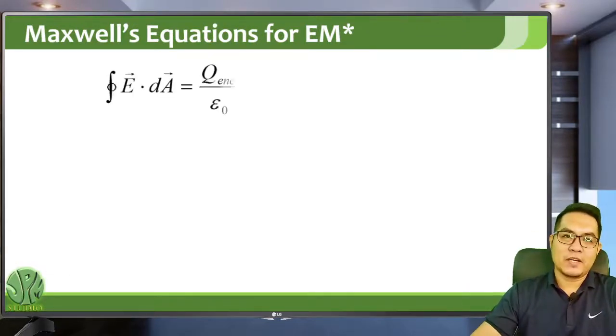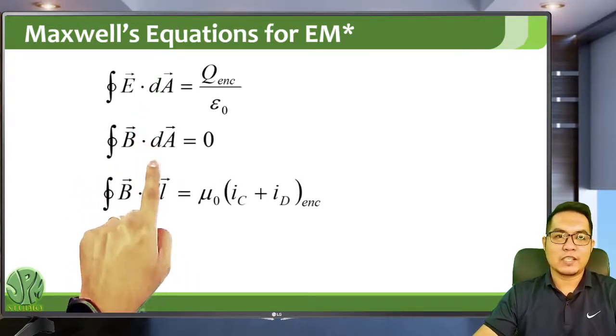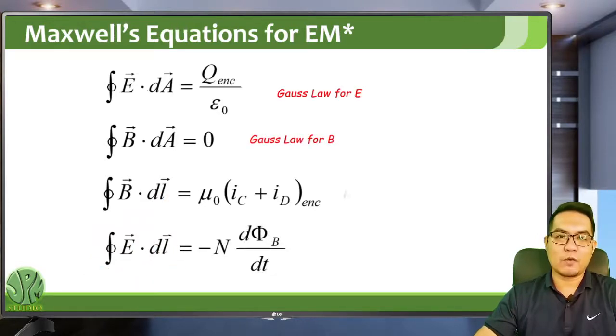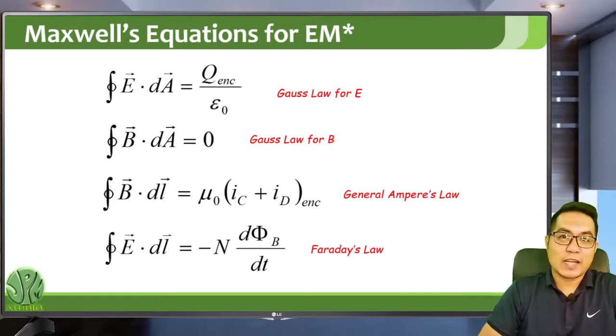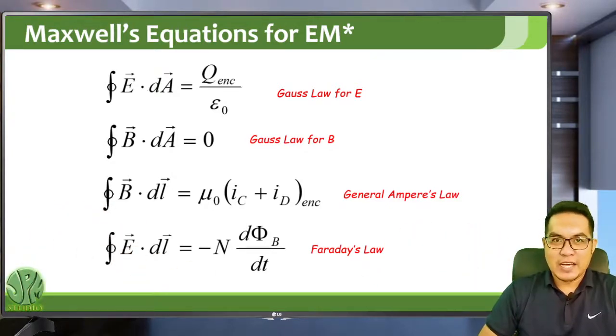electromagnetism. So we have discussed first this equation. This is actually Gauss' law. This is also Gauss' law for magnetism. This is Ampere's law, and this is Faraday's law. So these four equations are collectively known as Maxwell's equations for electromagnetism. Even though these laws are not named after Maxwell, Maxwell is the one who collected them all to make a comprehensive theory for electromagnetism.